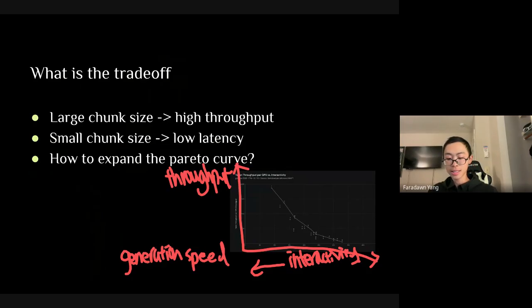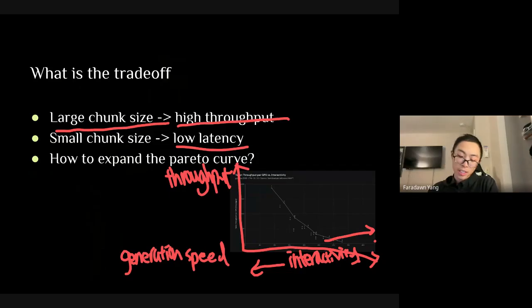Therefore, the trade-off is if you use a large chunk size, you get very high throughput. GPU utilization is high, but your latency will suffer. Whereas with small chunk size, the interactivity will be high, the generation speed is fast, but the throughput is low. GPU is underutilized.